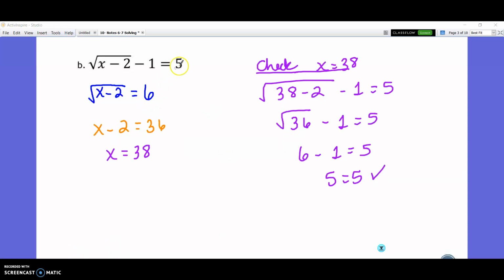All right, so if you solved this one, you would have gotten x equals 38. When you check it, you do get 5 equals 5. That's true, so that means x does equal 38.